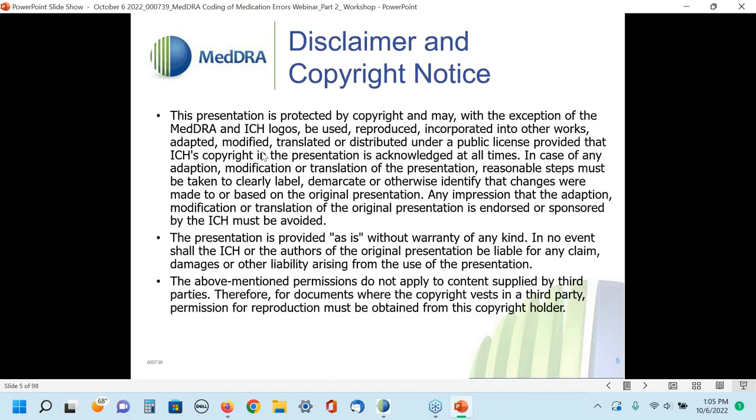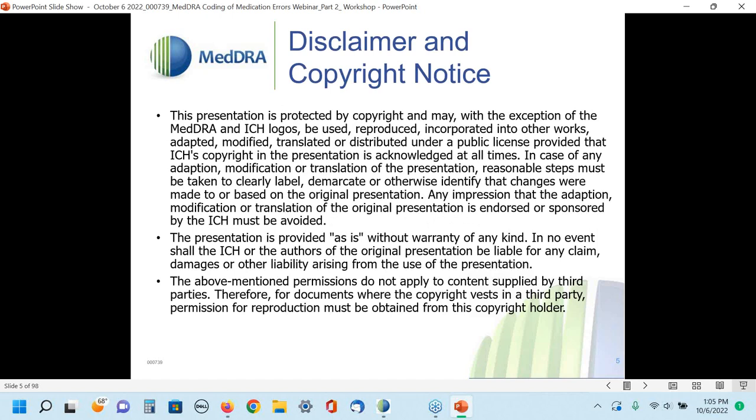The disclaimer slide. The first bullet says that this is copyrighted material and ICH owns the copyright. And with the exception of the MedDRA and ICH logos, you can feel free to use this material in public presentations, provided you acknowledge that ICH owns the copyright. If you alter the presentation in any way, shape, or form, you need to acknowledge that you've changed the presentation, and you should not imply or infer that ICH either supports or endorses the changes that you've made.